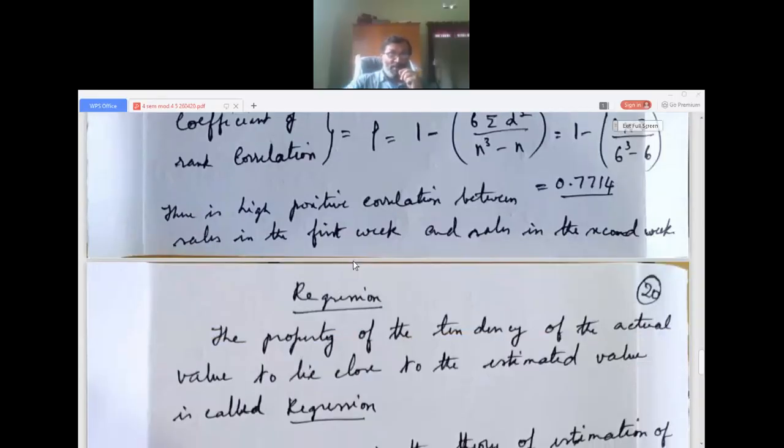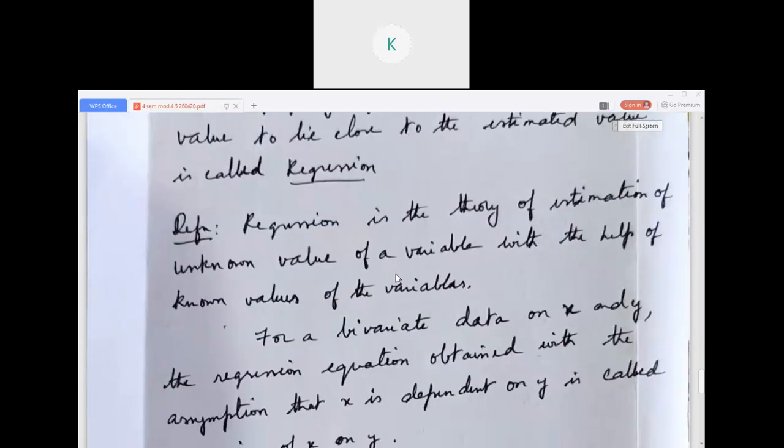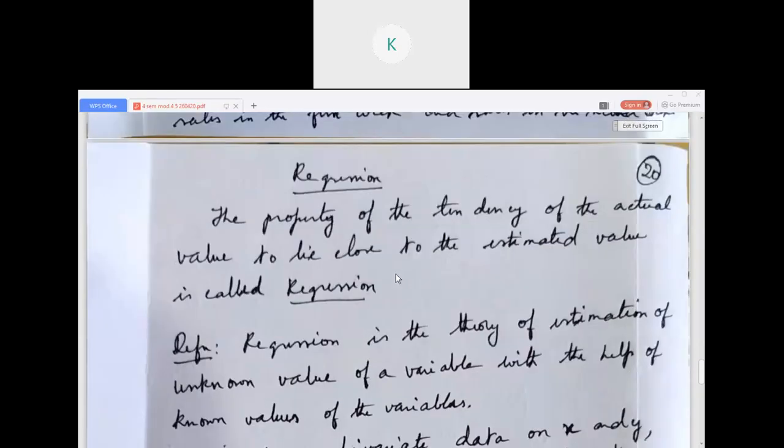Now, then we started the concept of regression. The property of the tendency of the actual value to lie close to the estimated value is called regression. So regression is the theory of estimation of the unknown value of a variable with the help of the known values of the variables.